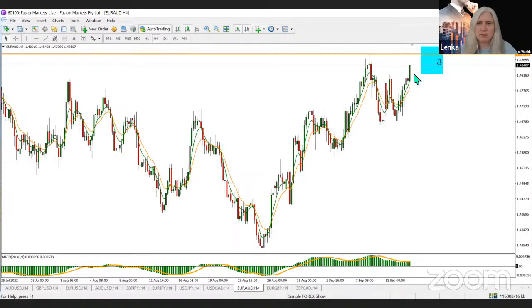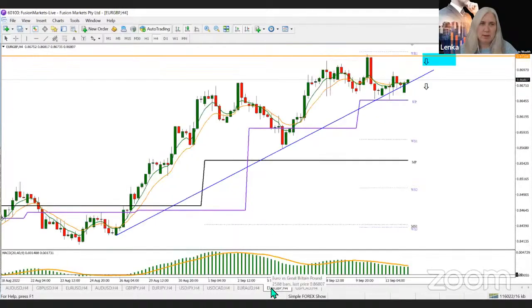So I would be looking for price, if it goes a bit further up, ideally close above that level, and then look for a false break. Then look for a short opportunity there.